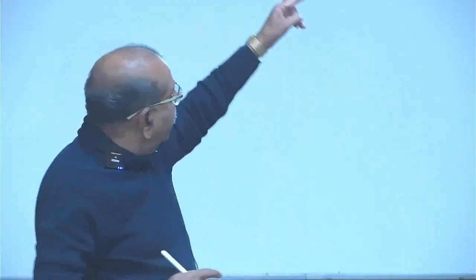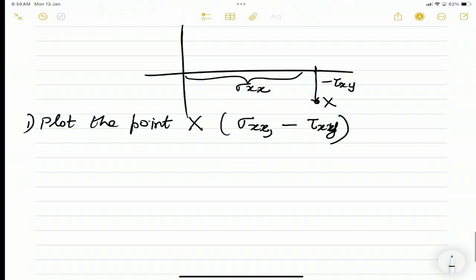Again, I will give you a logic when to go minus, when to go plus. But here we are assuming tau xy, the shear stress is also positive. That means on the positive face, it is acting in the positive direction. If it acts in the negative direction, then minus tau xy has to go up. Okay, because we are going minus tau xy. So this gives me point x.